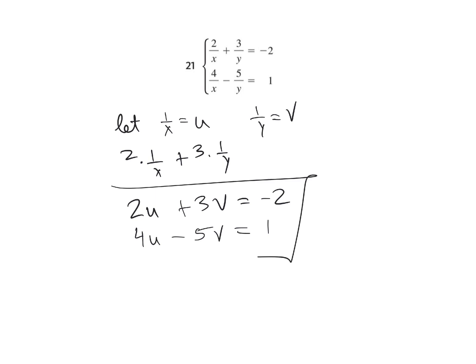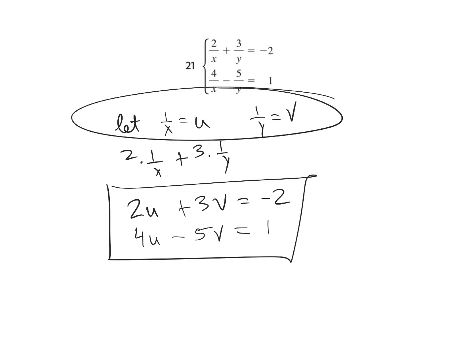And so this is your new set of equations, and we'll come back to what we let it equal when we're done. So let's solve this. Let's multiply the top equation by -2, because I want these to be opposite signs.